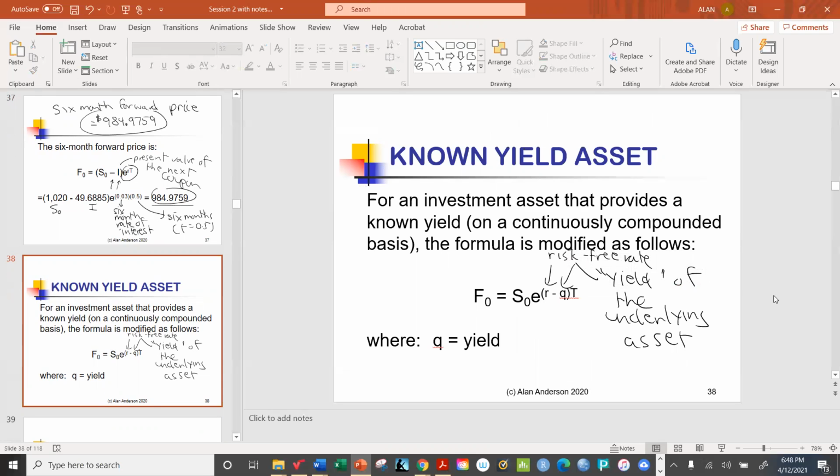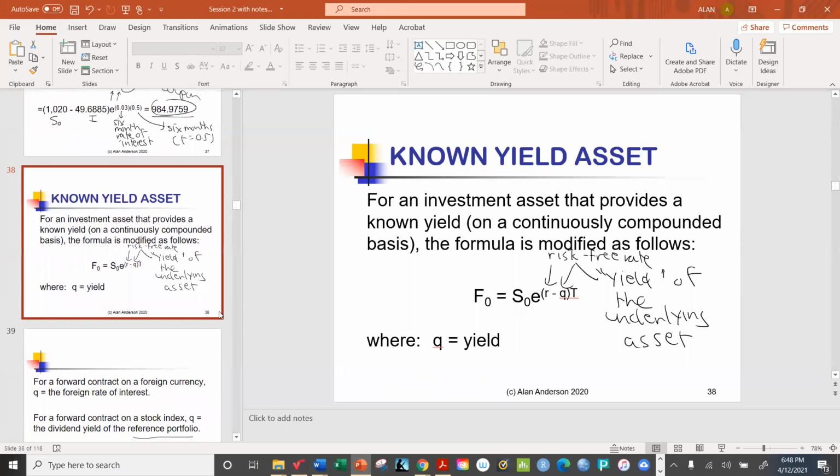So now when might this happen? A good example of this would be a currency. If S is, let's say, the British pound, Q would be the British rate of interest. And while interest rates are not actually paid out on a continuously compounded basis, typically they're paid out on a daily basis, which means that it's very, very close to being continuously compounded.